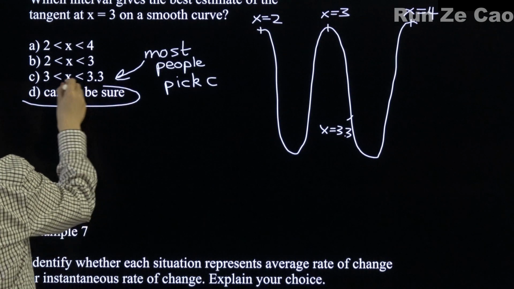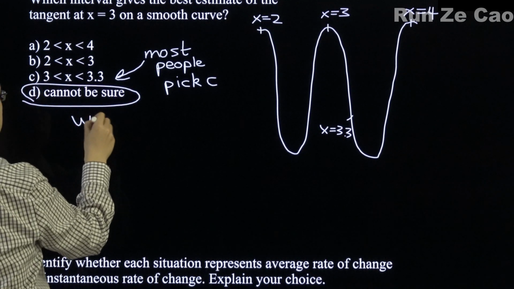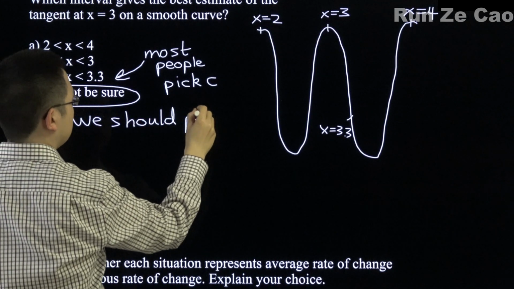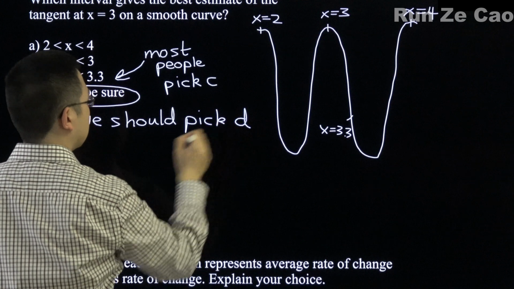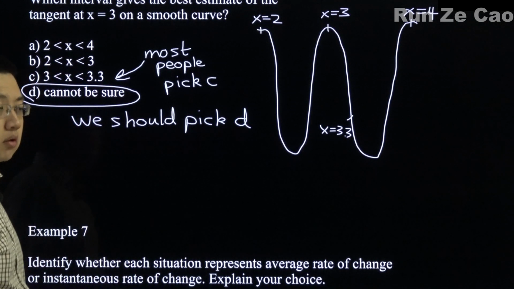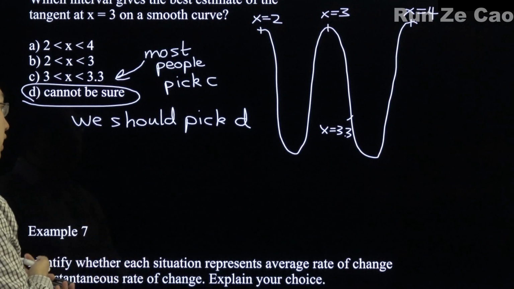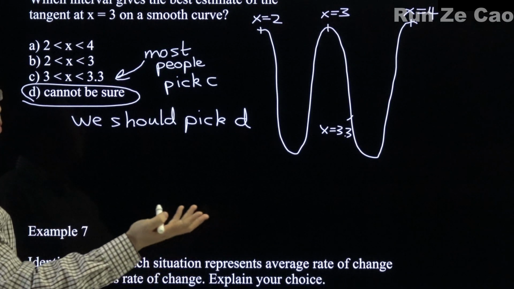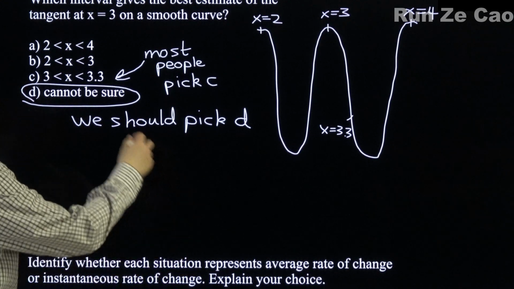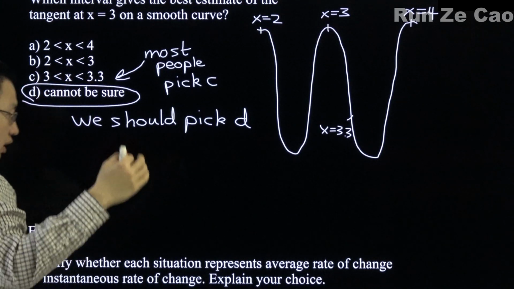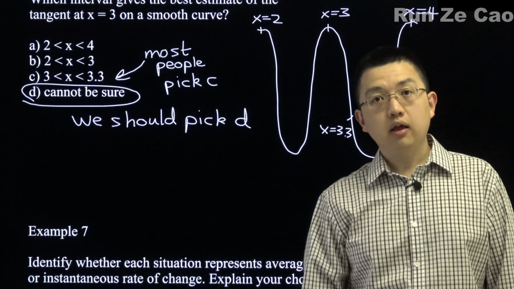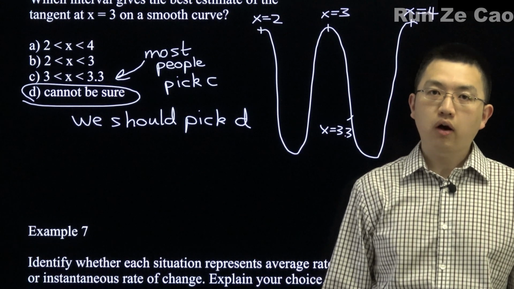Okay, so the answer that we should pick, though, because the question is just too vague. I mean, if it showed us a diagram of this smooth curve, then sure, pick whichever one's appropriate. But even though, in general, the smaller the interval, the better, this is a bit vague for our purposes.